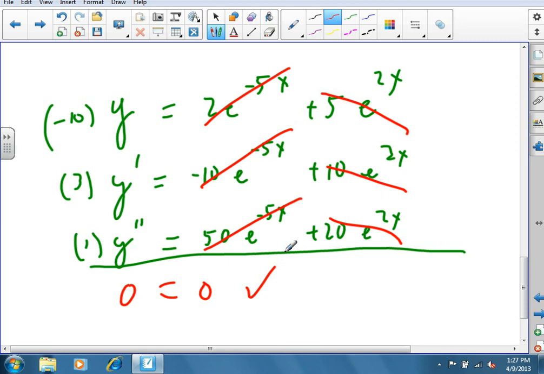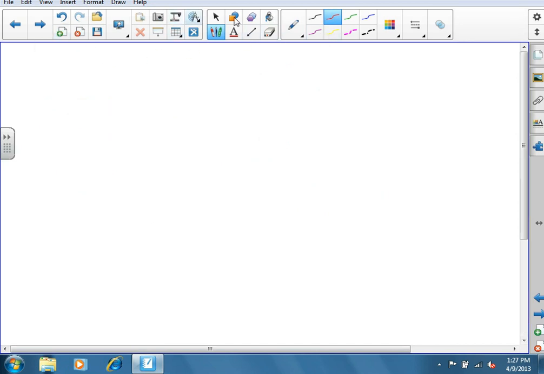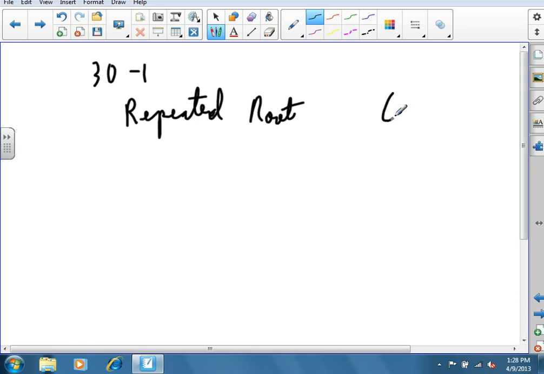And section 3.1 is done. Now we're going to move to section 3.2. 3.2 has to do with the case of repeated roots and complex roots.